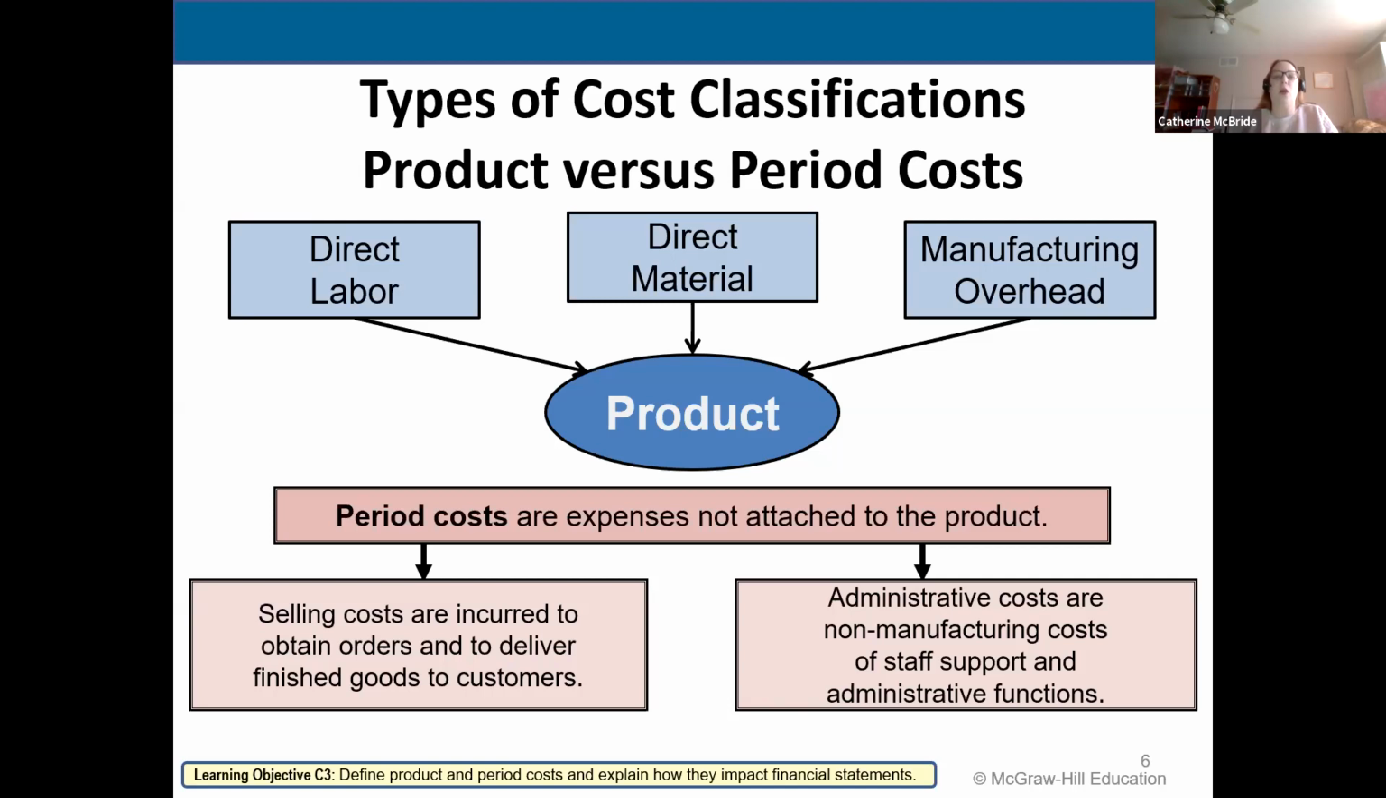An example of a period cost is the rent on the business office, the salaries for the human resource department, the salaries for the accounting department, the CEO's salary, the depreciation on the equipment in the business office, marketing costs. Shipping costs to the customers are actually period costs because the product's already been manufactured. So we have product costs and period costs. So in summary, we've learned fixed cost and variable cost, direct cost and indirect cost, product cost and period cost. So we're going to go work with those.